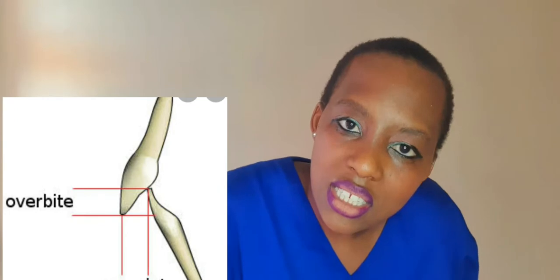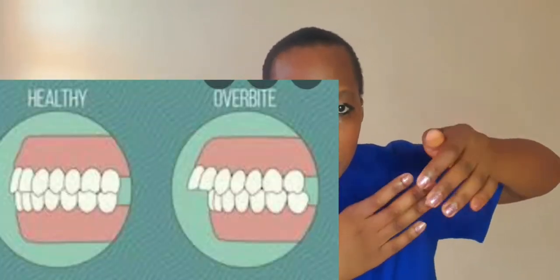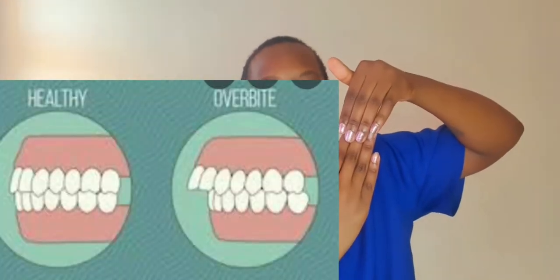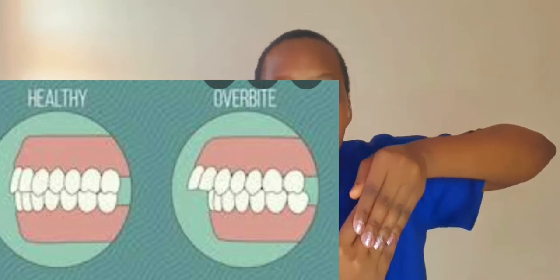Is that making sense? Yes, we do have instances with overbite. An excessive overbite is when the maxillary teeth cover a large space, maybe more than 2 millimeters, or a large vertical relationship relative to the mandibular incisors. Does that make sense? I really hope it does.